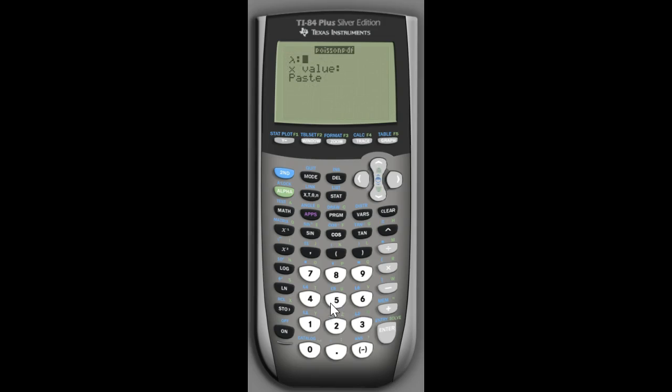Lambda was 5.3. My x value is 4. I hit paste, I hit enter, and voila, 16.4%, just like we got when we did it with the formula. So this is the quick way through the problem. That's about it. So there's your quick notes on the Poisson distribution.